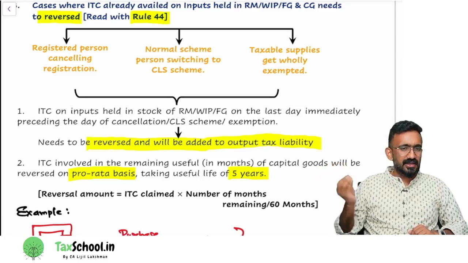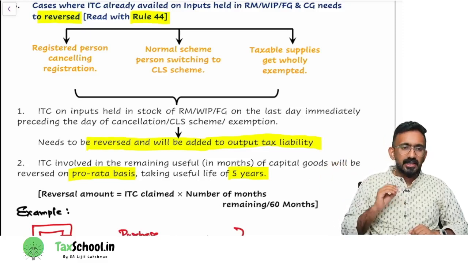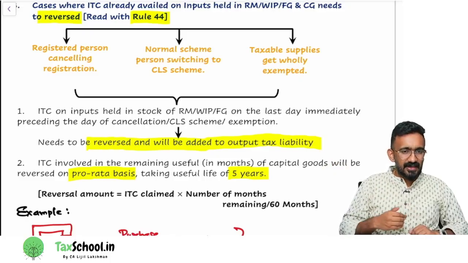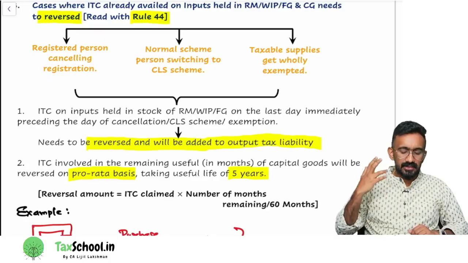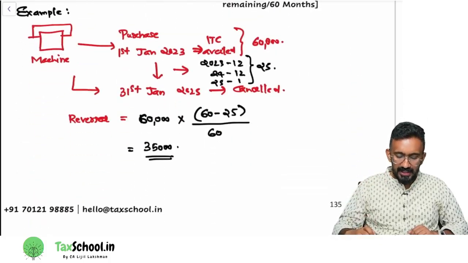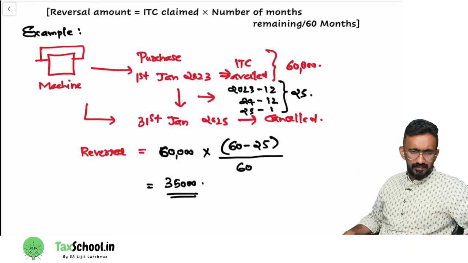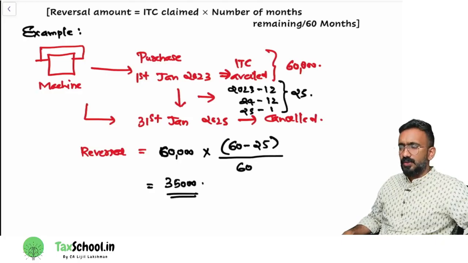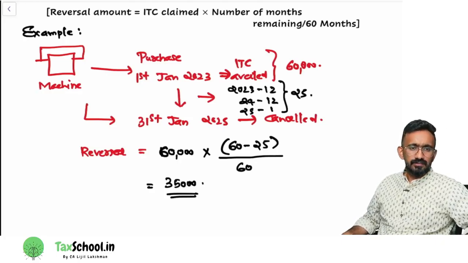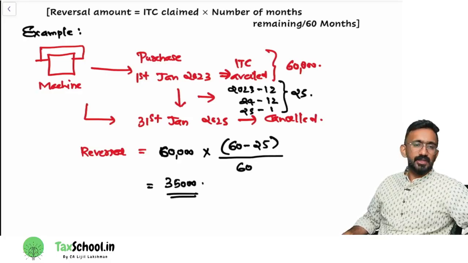They're saying consider that your lifetime to claim full ITC is 5 years. And if you have used the asset for less than 5 years or 60 months, for the balance remaining lifetime, you will have to reverse the ITC even on the capital goods. I'll put an example for you to understand that. Look at this. I purchased a machine on 1st January 2023, I took an ITC of 60,000. And on 31st Jan 2025, I cancelled my registration.